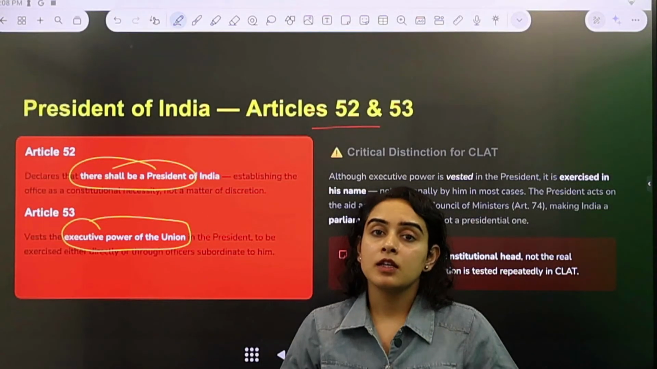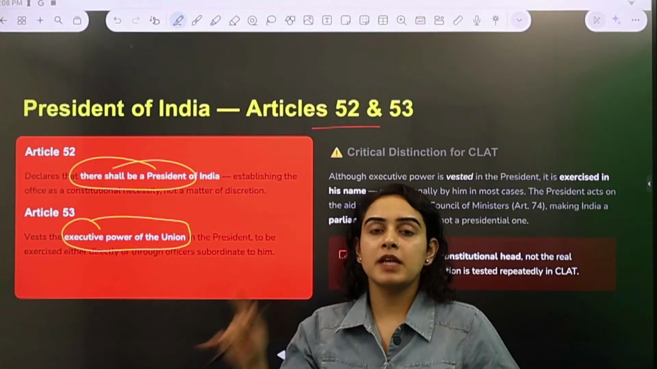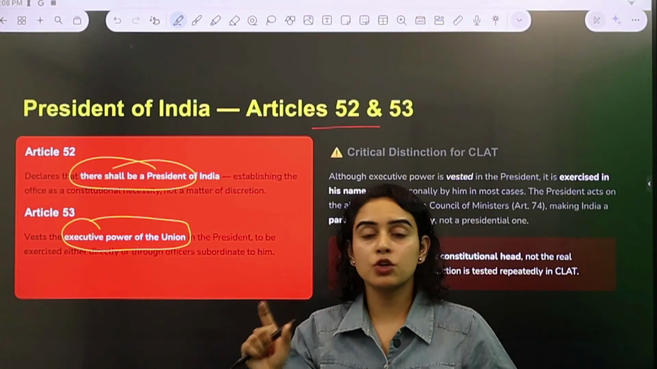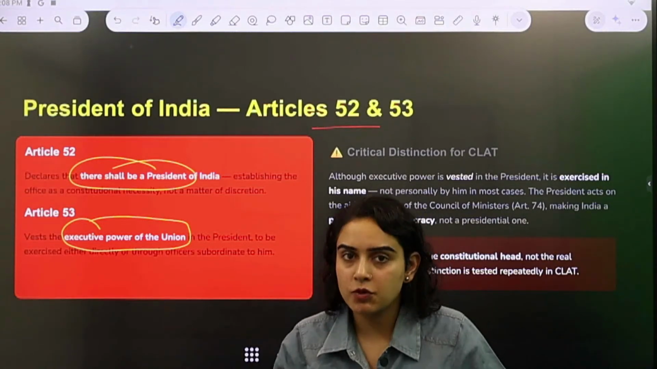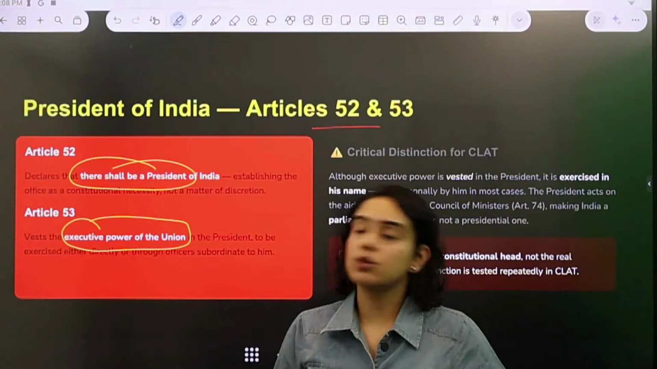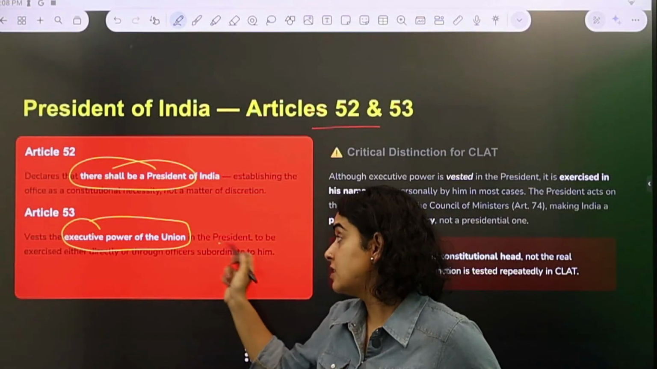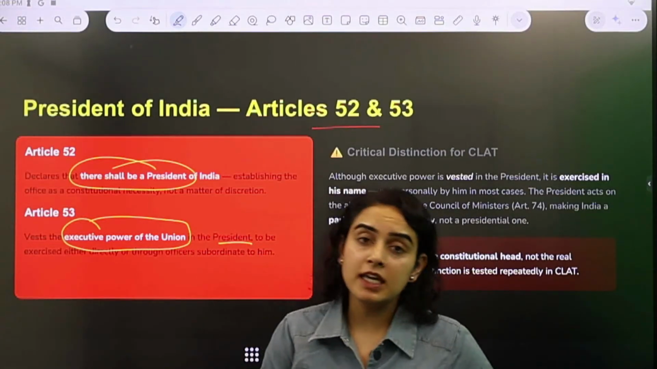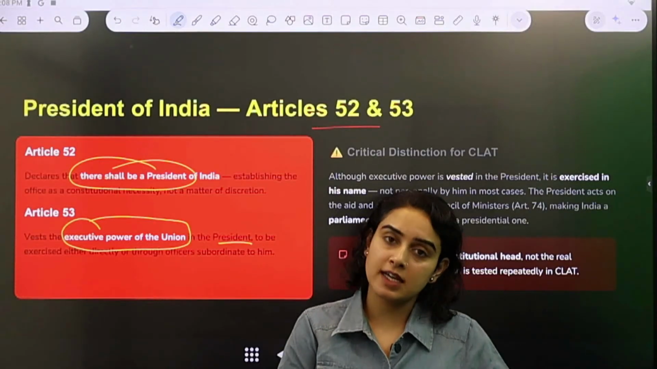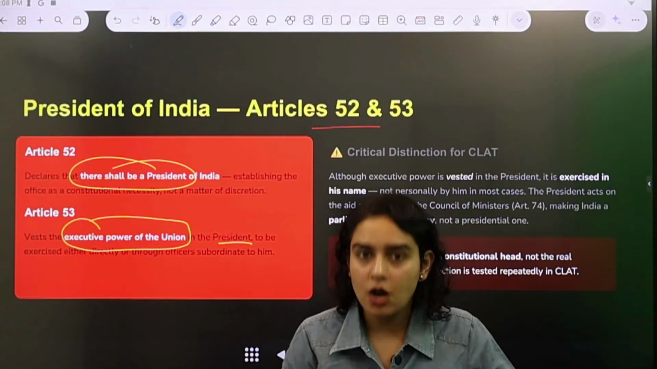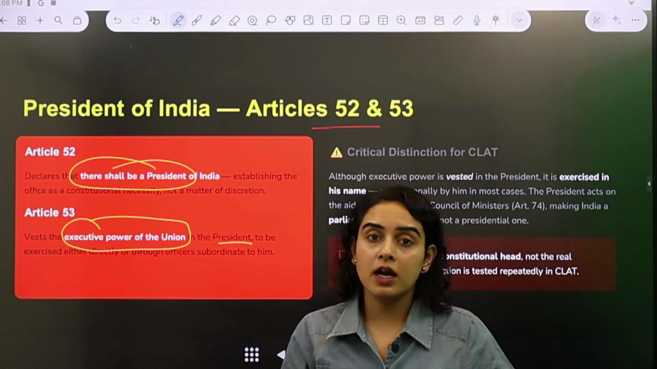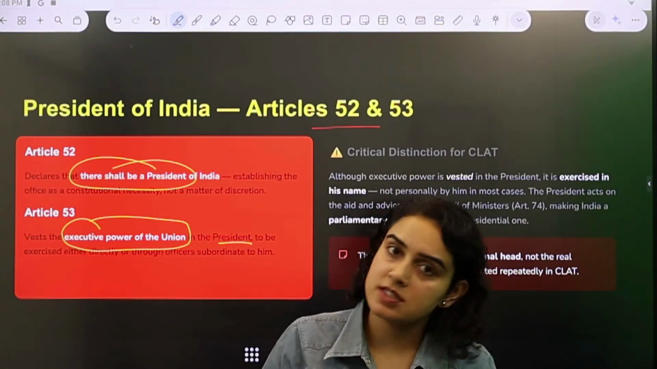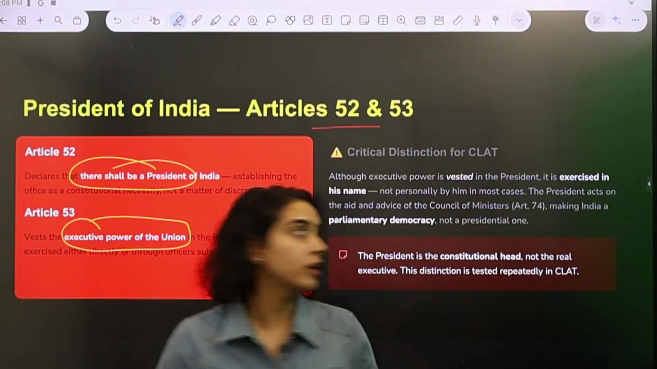So, the highest possible executive body is going to be the president. Of all the functions that an executive can perform, maximum power is going to be with the president of India, and he can exercise his executive powers either directly or through the officers that are under him. Now, who all are these officers? That is something very interesting for us to understand, and we'll get there shortly.